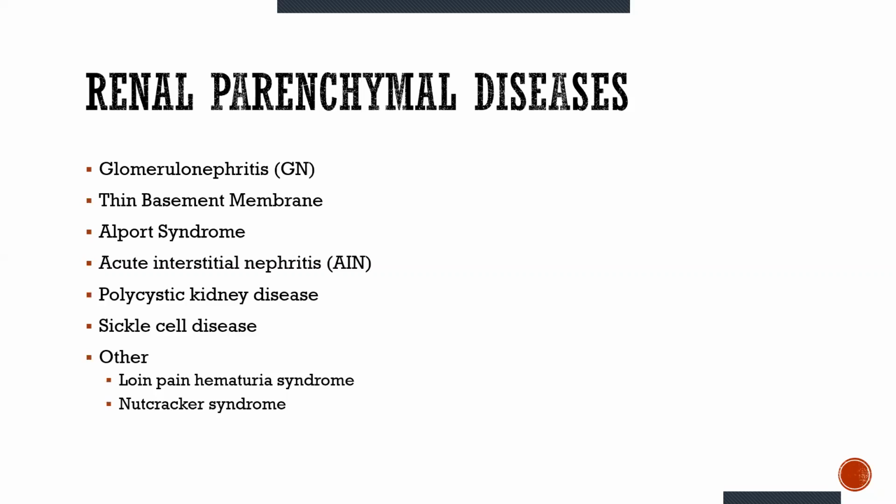And then loin pain hematuria syndrome is typically in young women who have pain and episodic hematuria. It's not well described, but typically they have bleeding from some cause, often thin basement membrane, that then clogs up the tubules and increases the pressure in the kidney, causes capsular stretch, is the theory, which then causes pain. But those are kind of diagnoses of exclusion for the most part, as I said.